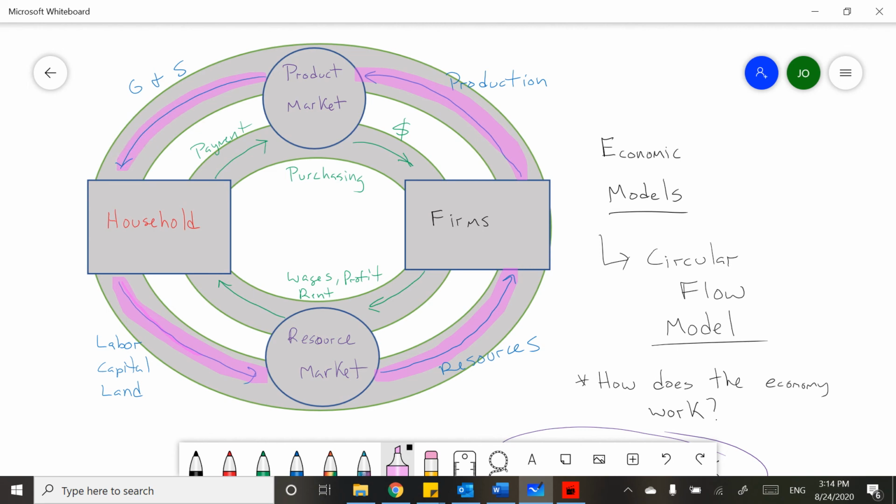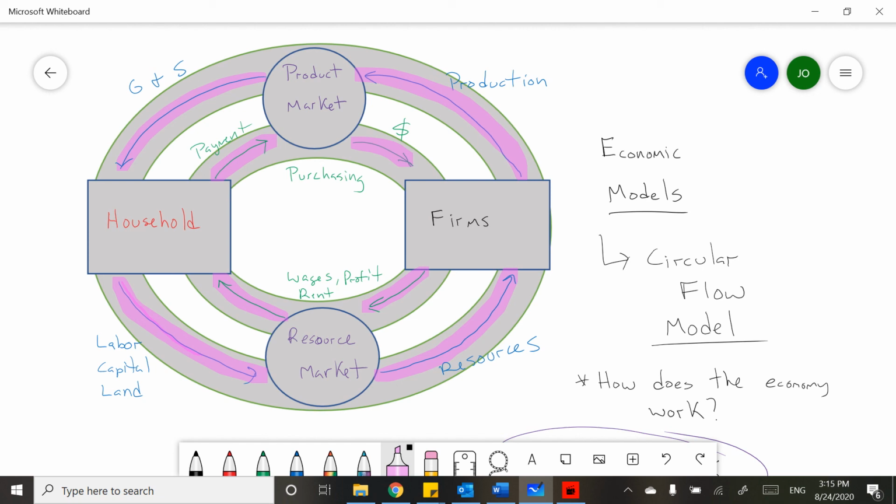All right, let's look at the inside circle. Well, what do you get for going to work? I get my wages. The wages go to the household, and then the household uses that money for payment of goods and services, for purchasing things, clothing, food. This is the simple way that the economy works. This is what we call an economic model. A simplification of reality to help us understand what happens in the world.